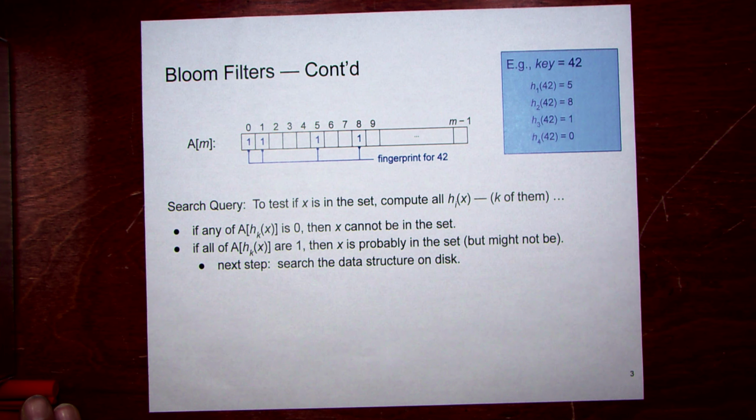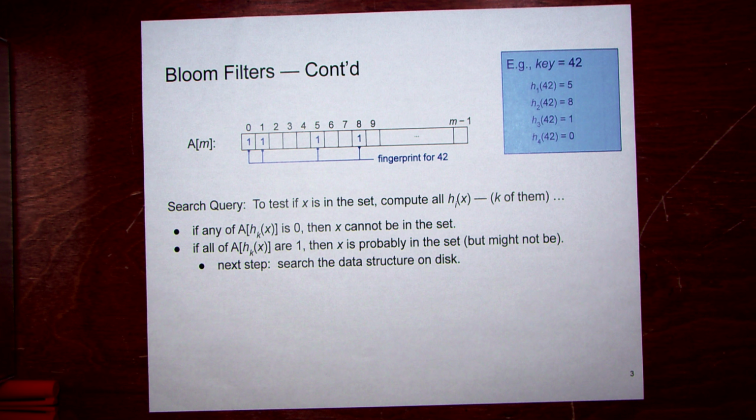Okay, so if x is in the set, we compute all the parts of the fingerprint, and we check to see if all of them are 1. Now, if any one of them is 0, then it can't be in the set, right? Because if it was in the set, all of them would have been set. So it can't be there, so that's good. So no false negatives are possible, because one of them is 0.